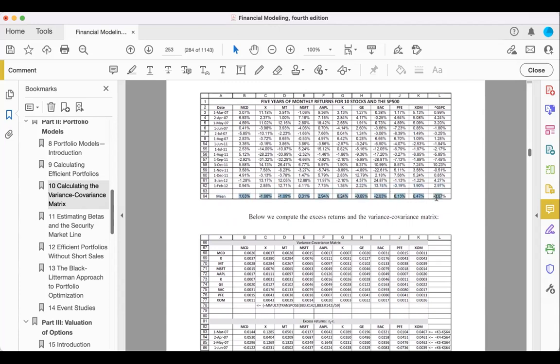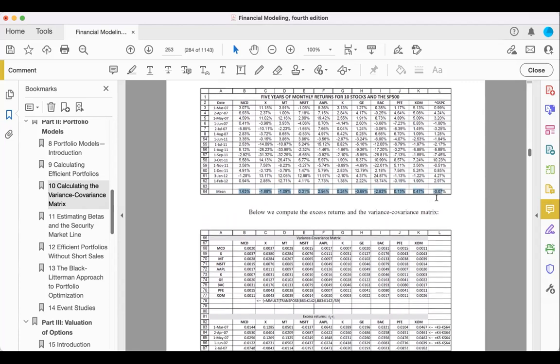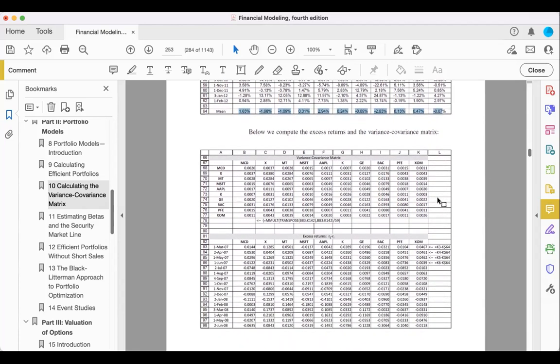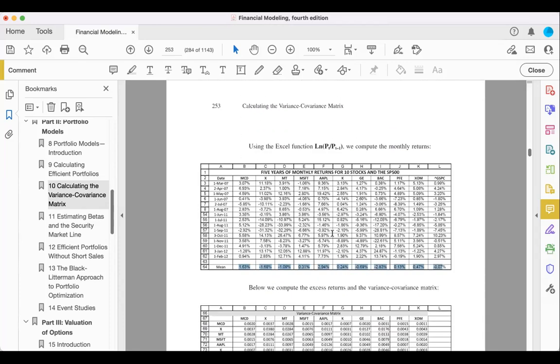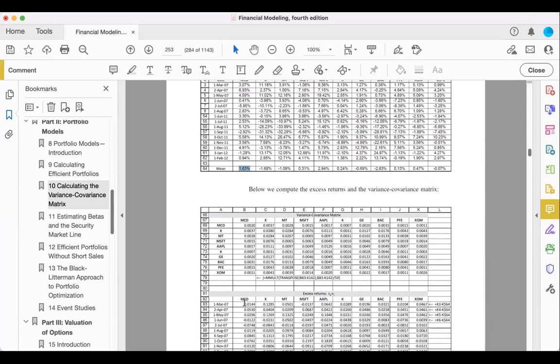Now, as I told you, we compute the averages, right? And then we compute the excess return, which is the difference between each monthly return, for example, this one. This is a monthly return for March 2007. We have to compute the difference between this monthly observation and the mean. So 3.07% minus 1.63%, which is equal to 0.0144, which is 1.44%.